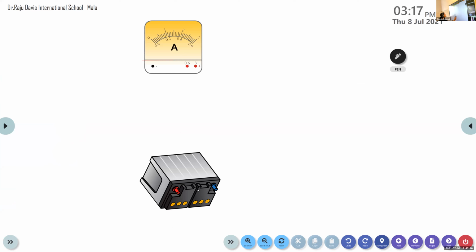The combination of cells is a battery, and it possesses two terminals. What are they? Positive and negative terminal. And what does this red symbol represent? Red represents the positive terminal. And what about this blue terminal? It represents the negative terminal.